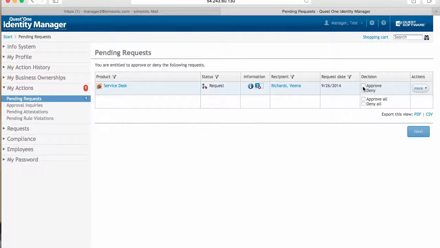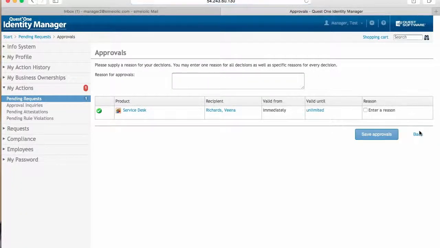But he knows that Veena is moving jobs between departments, and she needs this for a specific period of time. So he's going to go ahead and approve that, and he's going to enter that justification for our compliance team to say that Veena Richards is indeed moving jobs and she's going to need this access.